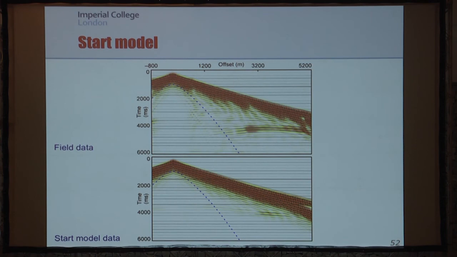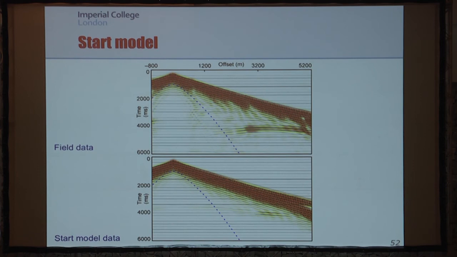This is the data from the starting model. And you can see this feature in particular is not very well matched. It's present, but it really doesn't have this character at all. This bright region here is completely missing. And you can see in the early arrivals, the travel times are good, so this travel time here is pretty well exactly the same as that travel time. But all these little features, this little feature, this little feature, that little feature, they're not present in the starting model data. So the starting model doesn't give us the fine details.